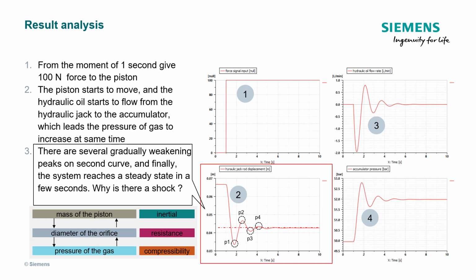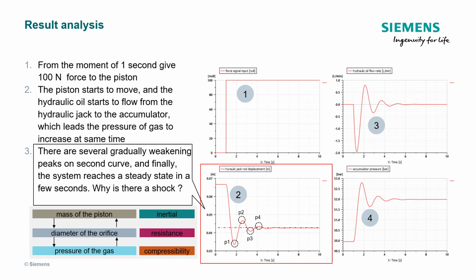The second curve is the displacement of piston. The third curve shows the change in the hydraulic oil flow rate. And the fourth curve shows the change of gas pressure in the accumulator. In this process, the piston starts to move and the hydraulic oil starts to flow from the hydraulic jack to the accumulator, which leads the pressure of gas to increase at the same time.